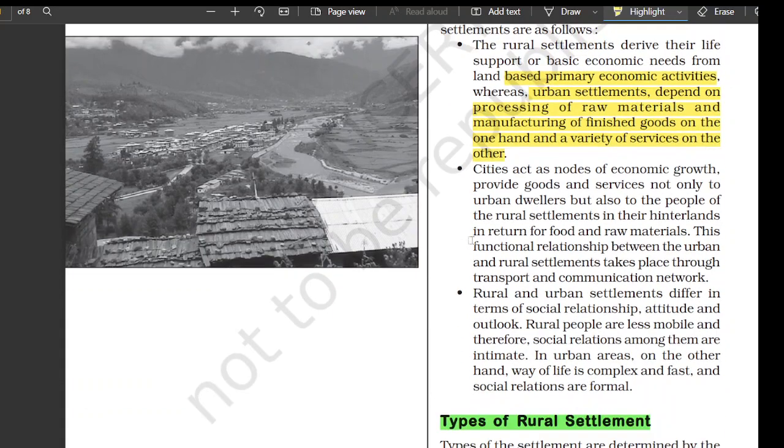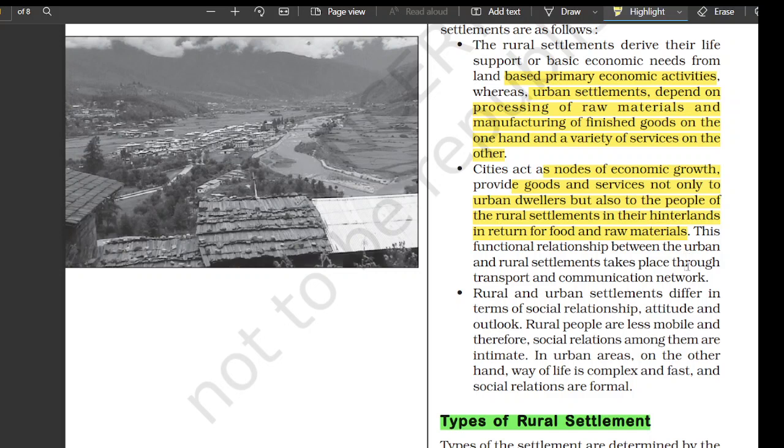Cities act as nodes of economic growth, provide goods and service not only to urban dwellers but also to the people of rural settlements in their hinterlands in return for food and raw materials. This functional relationship between the urban and rural settlements takes place through transport and communication network.